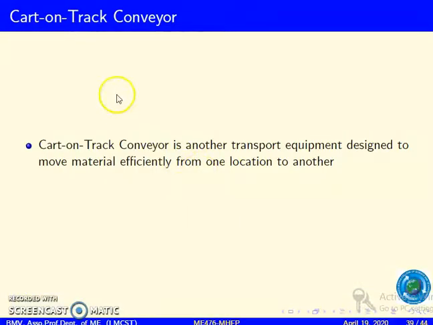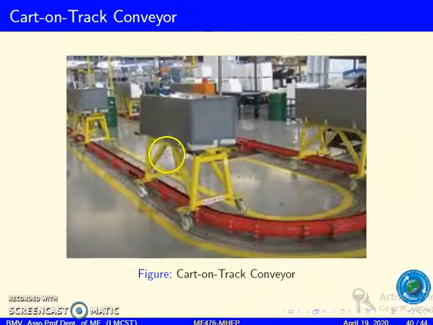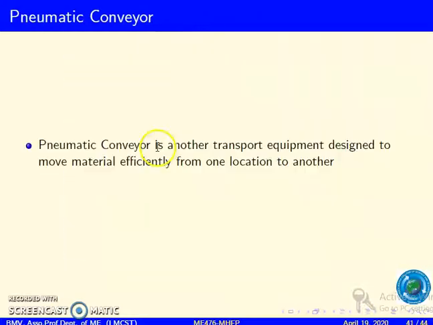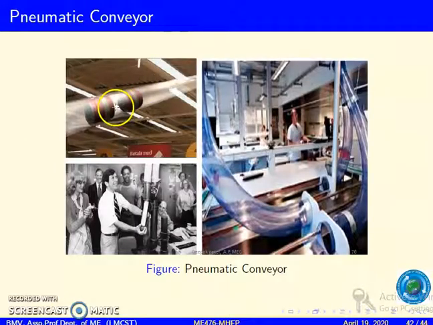Now we have this carton rack conveyor. This is also designed to move material from one location to another. This shows the carton rack conveyor. And now we have this pneumatic conveyor. Here the material is moved inside a tube, and this uses the force of air for transporting the material from one location to another location. This shows the pneumatic conveyor.